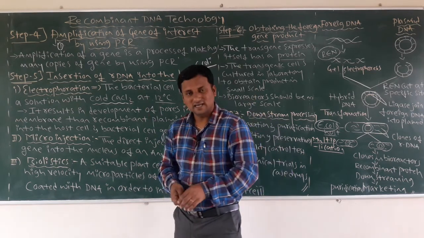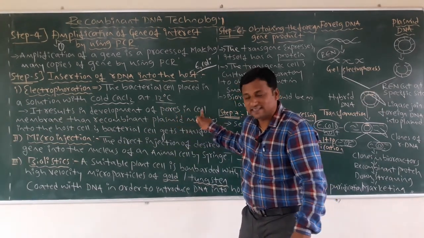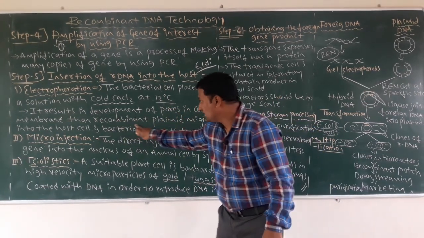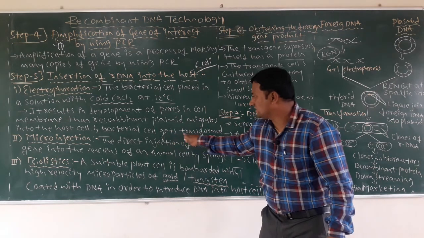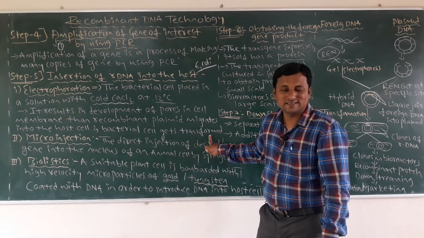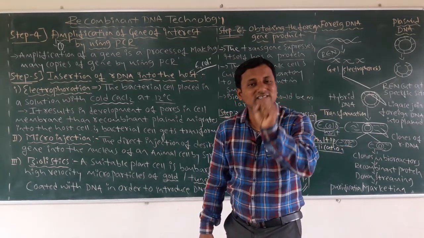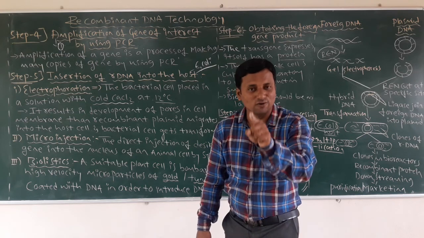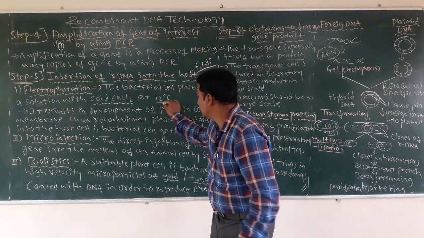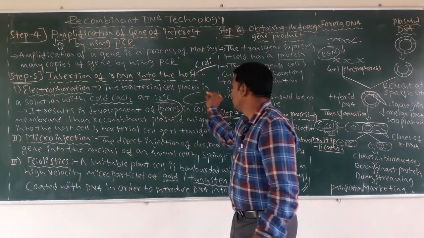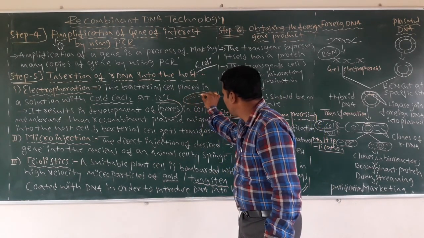Okay. Second point, how does it work? It results in development of pores in the cell membrane, then the recombinant plasmid migrates into the host cell and the bacterial cell gets transformed. See what's going on after you keep the bacterial cells in cold calcium chloride at 12 degrees Celsius: it develops small holes, pores. If you think about this bacterial cell, small pores like this are formed on it.